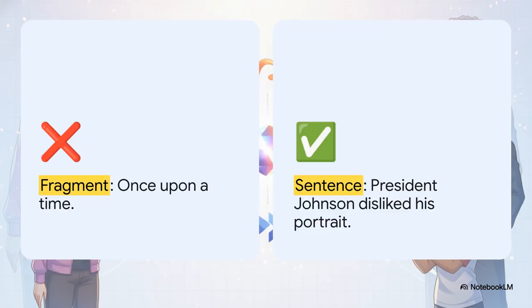To see why this matters, notice what happens when we don't have the right materials. Take the fragment "once upon a time." It's just hanging there. It feels like it's missing the actual building. But contrast that with a complete sentence. "President Johnson disliked his portrait." This works perfectly because it has a subject actually doing an action. It's a complete thought. To avoid broken fragments, we really need our core building blocks.